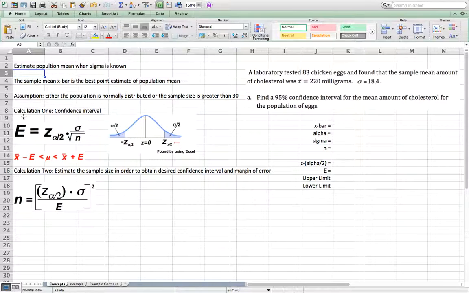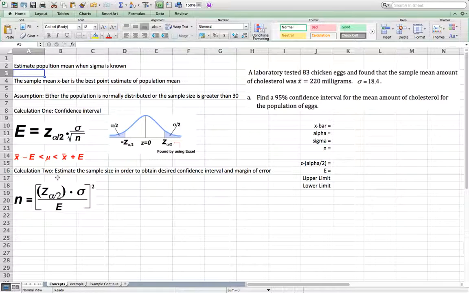Now, the first calculation is how to calculate a confidence interval. The formula used is here. The E is the margin of error. Z alpha over 2, which we explained before in other videos, is the z-score such that the area on the right side of this z-score is alpha over 2. Sigma is the population standard deviation, n is the sample size. After you calculate the margin of error, the confidence interval will be x bar minus E to x bar plus E, where x bar is the mean of the sample.